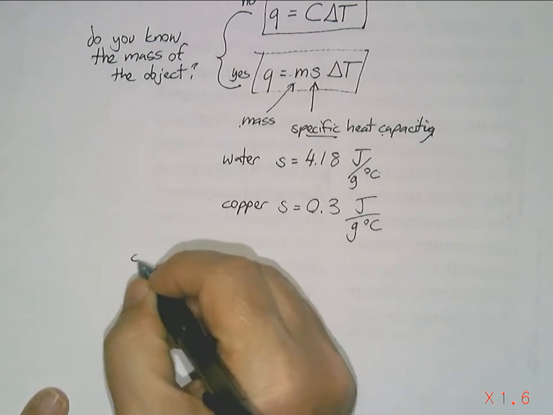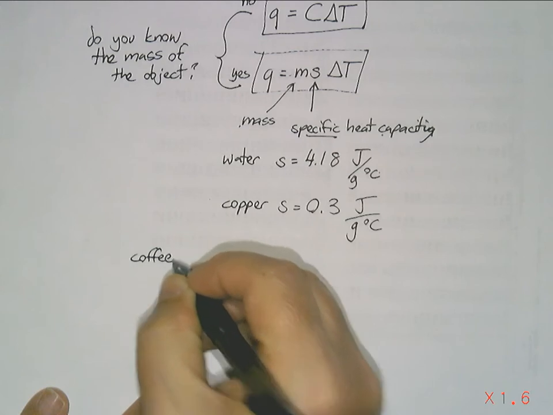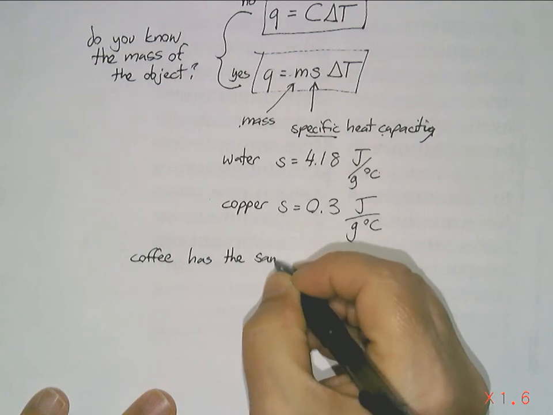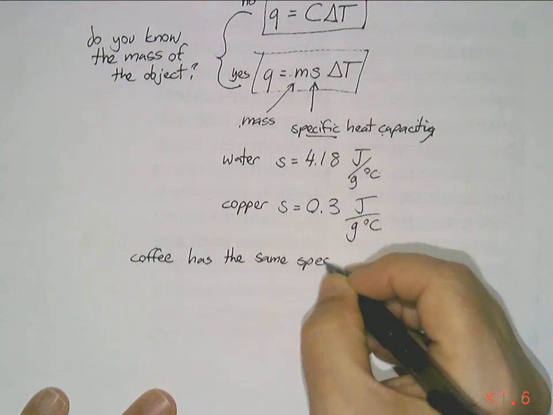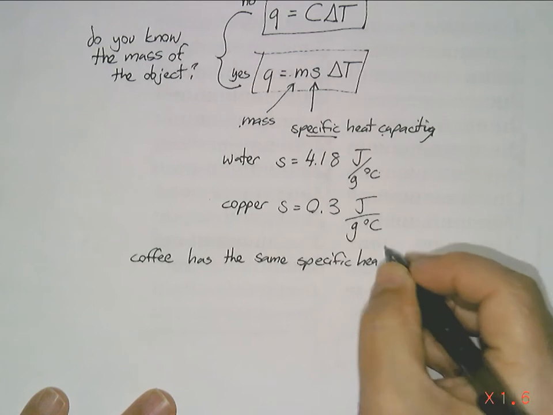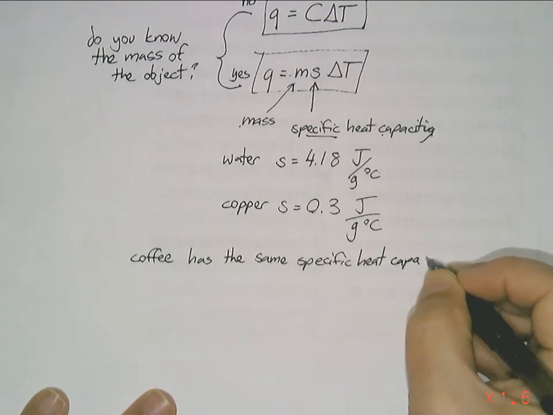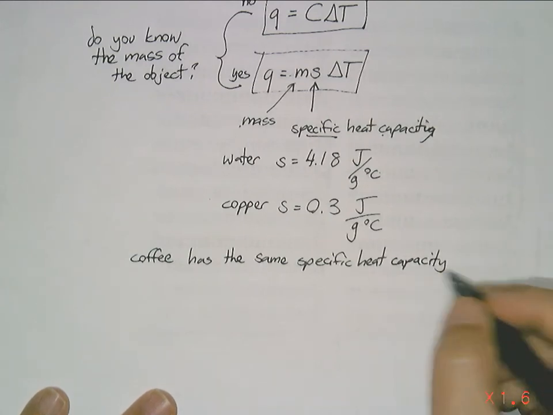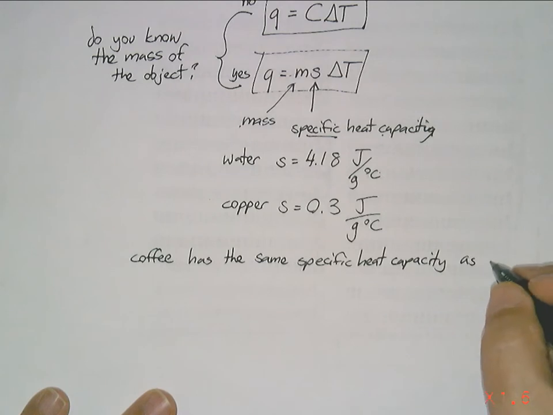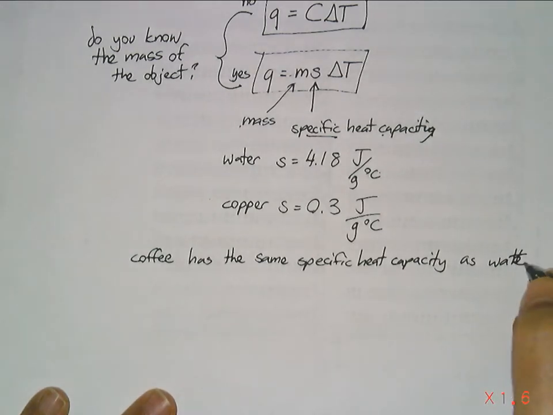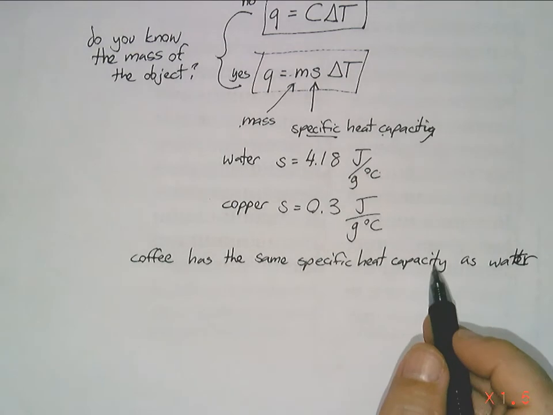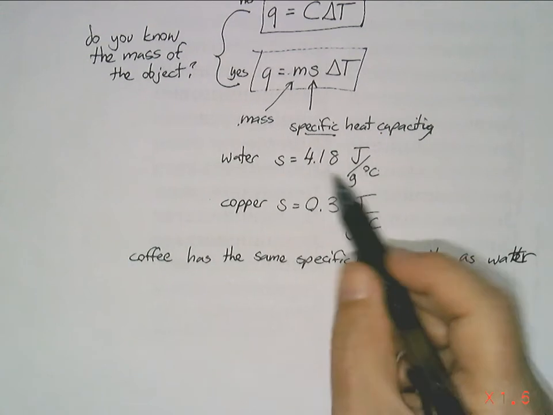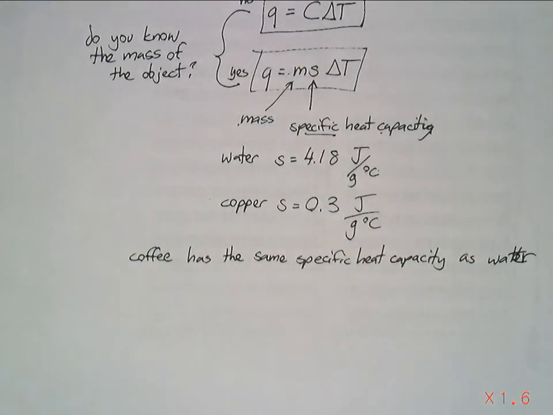Suppose I have my coffee and I say it has the same specific heat capacity as water. Sometimes people say just specific heat, not specific heat capacity. This is true in general of a lot of solutions. It's very close. The solution is mostly water, so it will have a specific heat capacity pretty close to the value that I gave you there.